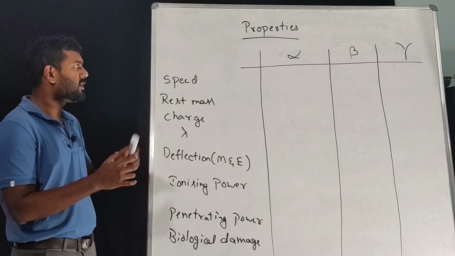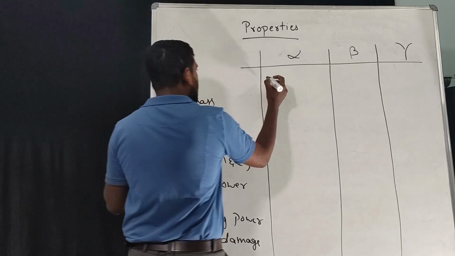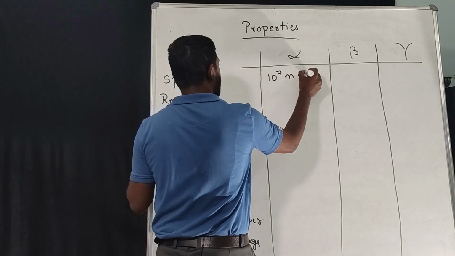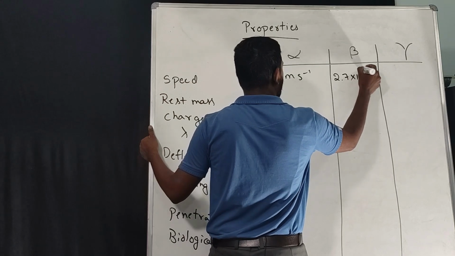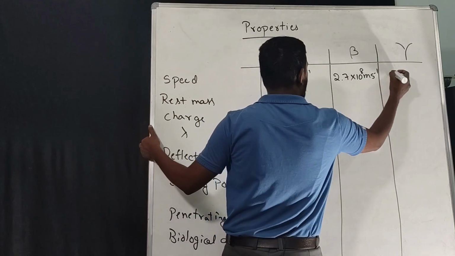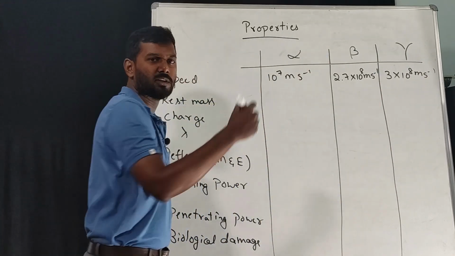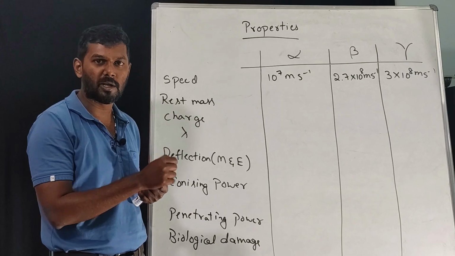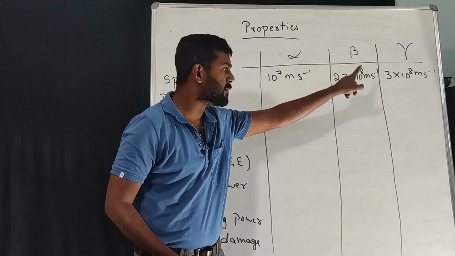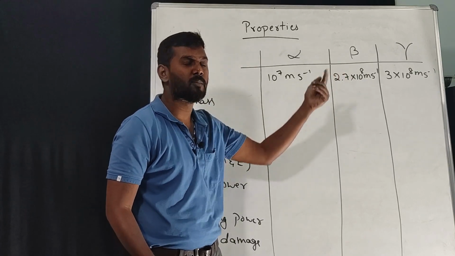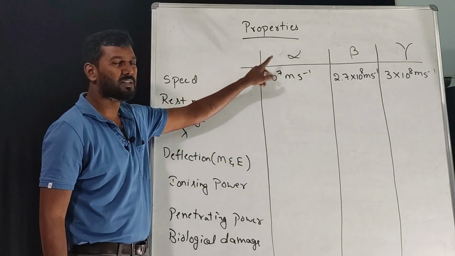Okay, listen, the speed. First we'll talk about speed. What will be the speed of alpha, beta and gamma radiation? The speed of alpha is 10 power 7 meter per second, and this one 2.7 into 10 power 8 meter per second, and this will be 3 into 10 power 8 meter per second. So out of all the 3 radiations, which radiation speed is equal to the light? Gamma. Okay, so these two are 10 power 8, but beta is little slower compared to gamma, and alpha is slowest out of all these things because it is just 10 power 7.